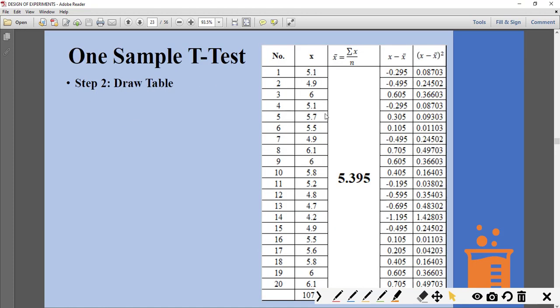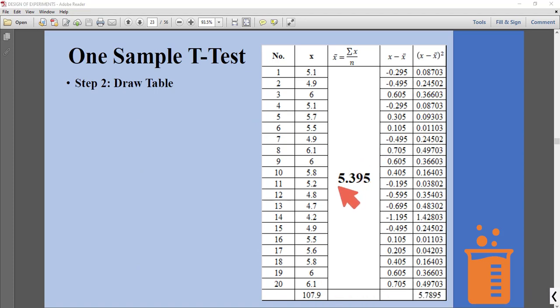So what do we do over here? Over here, we first find out the mean of the sample. Then we do x minus this mean. So first what we will do, 5.1 minus 5.395. So we will get minus 0.295. 4.9 minus 5.395, so we will get this value. 6 minus 5.395, so we will get this value. This is x minus x bar.